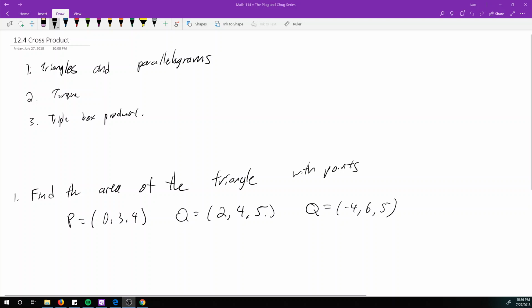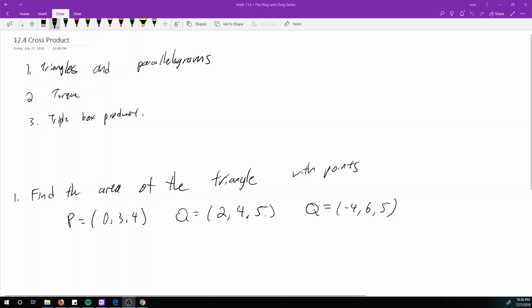Alright, we're on section 12.4, and the plan for this section is that there are three types of problems I want to cover. The first one is about triangles and parallelograms, more so triangles, but we'll talk about the connection to parallelograms. The second type of problem is going to be torque, and the third type of problem is going to be the triple box product, also known as the volume of a parallelepiped. We'll get to that one when we get there.